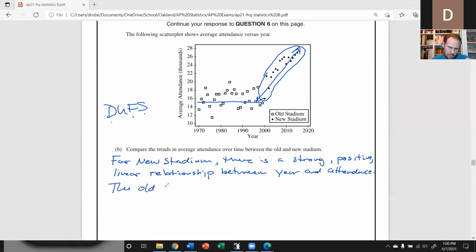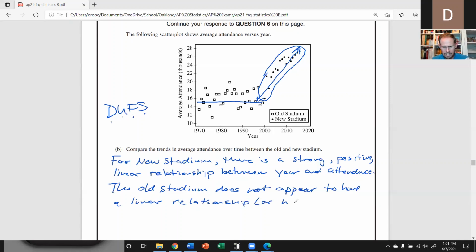The old stadium does not appear to have a linear relationship. Or has a very weak relationship.